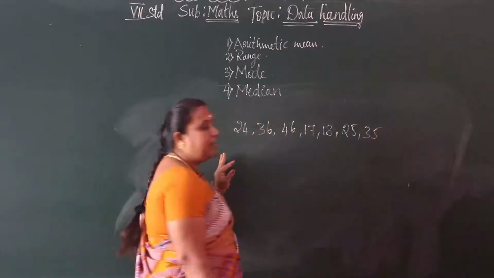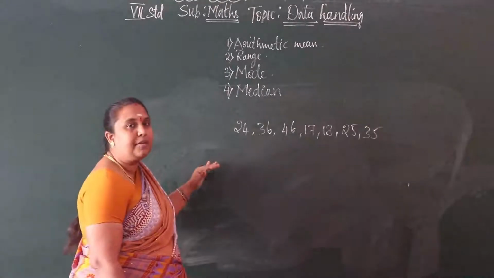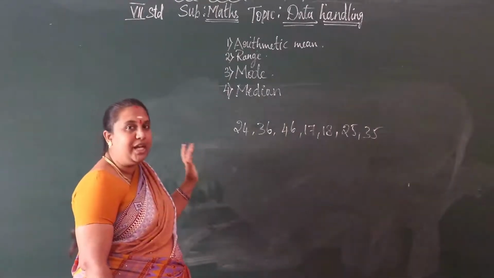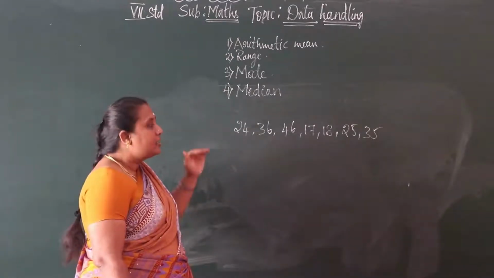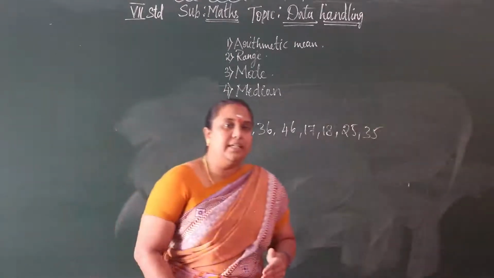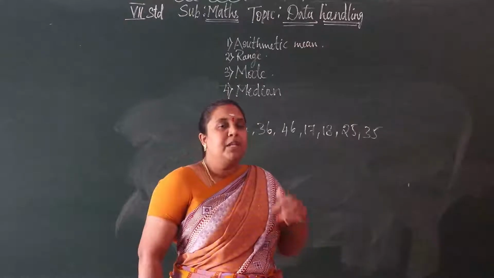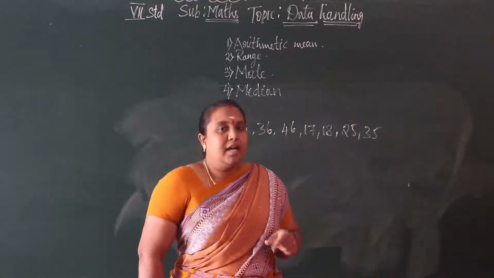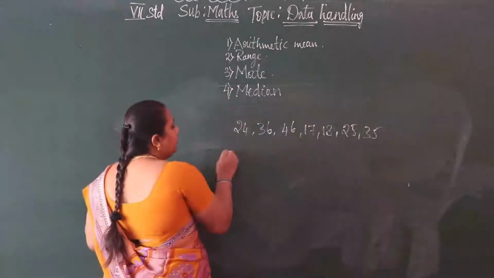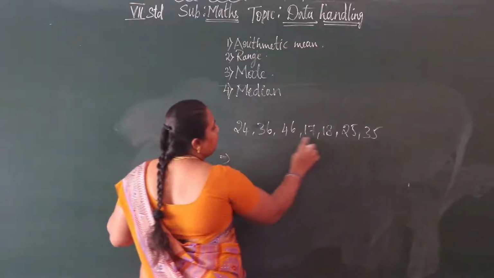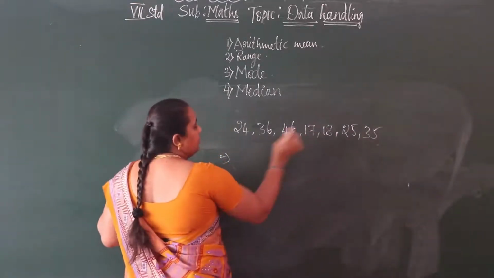Okay, this is the given data in example 7, page number 68. We have to find the median of this data. Before we find the median, what do we have to do? Write the given data in ascending order. Which is the smallest number in this set of numbers?